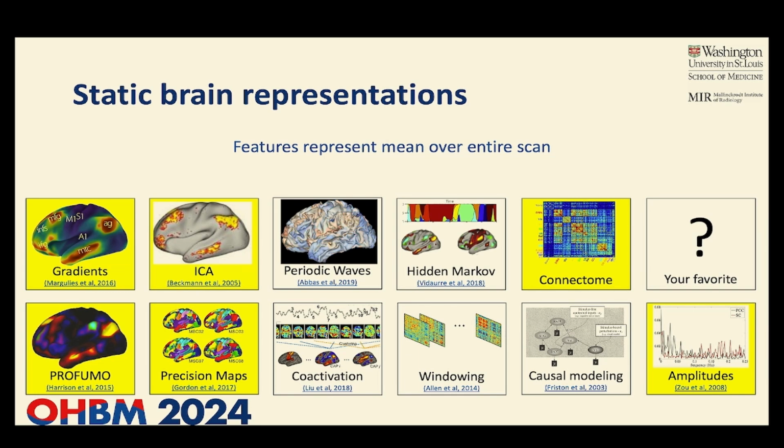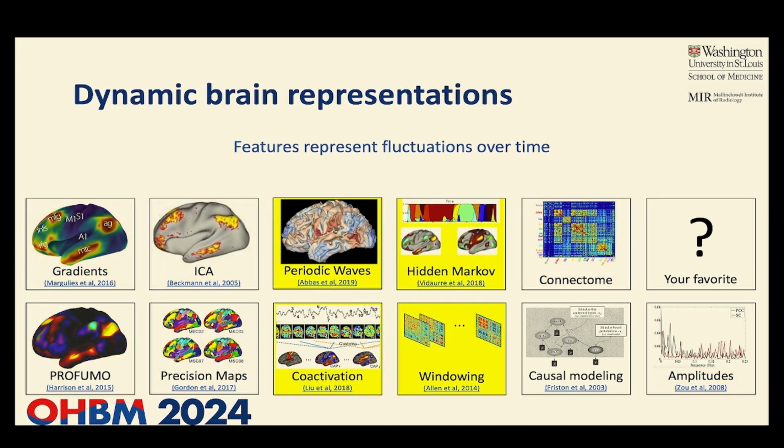On the other hand, some of these brain representations are dynamic brain representations in that they explicitly try and model the dynamics over time. So for example, the periodic waves here is a movie, so you can see it's estimating a component that actually shows these traveling patterns over the cortex over time.